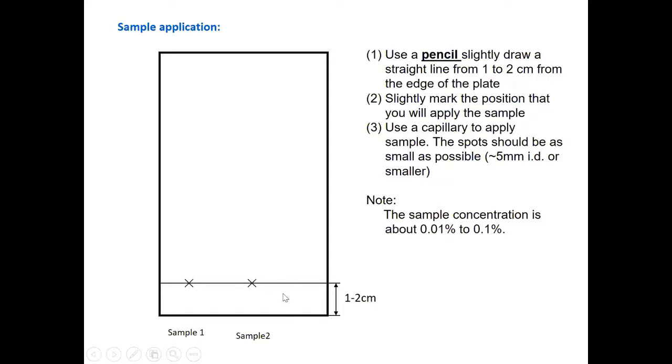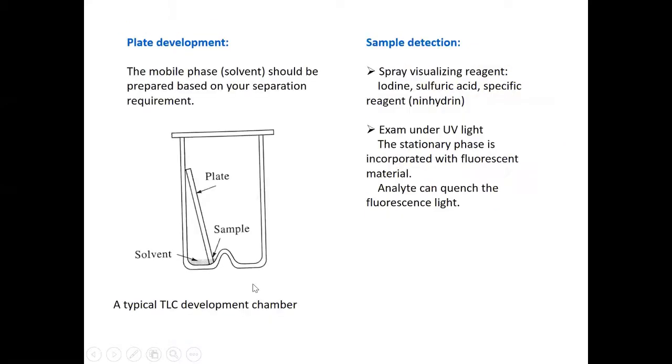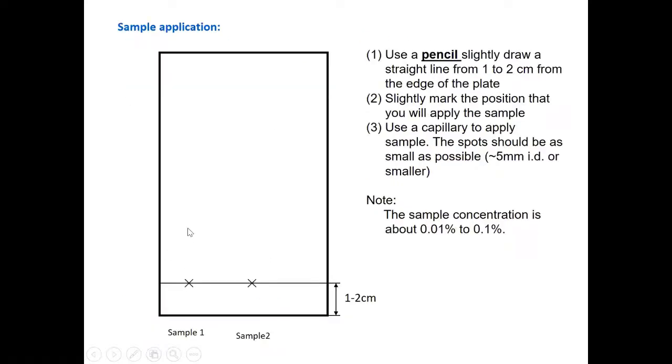After applying the sample to the starting dot, you put it into a development chamber. This is how the plate development chamber looks. If you have a glass plate, you can put it inside. If you have a piece of paper, it probably won't stand by itself, so you may have a rack or something to hold it. But the point is that you immerse the part below the line into the solvent. However, your solvent line cannot go above the pencil line that you drew.